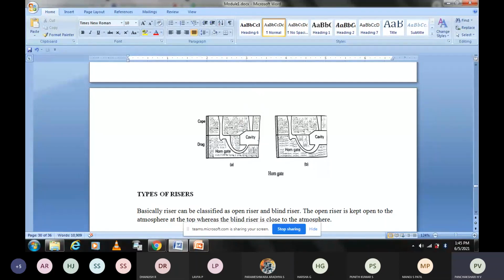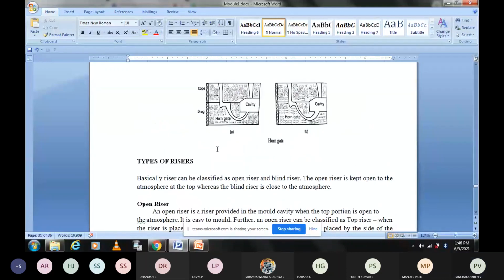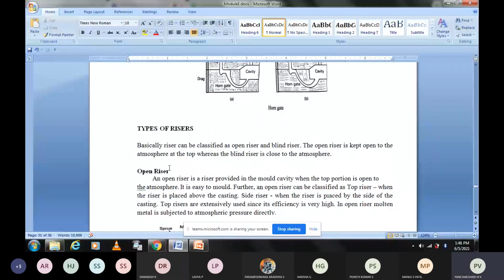These are all the different types of gates. Gating systems are types of gates: top gate, bottom gate, parting line gate, horn gate. Like that, types of risers.